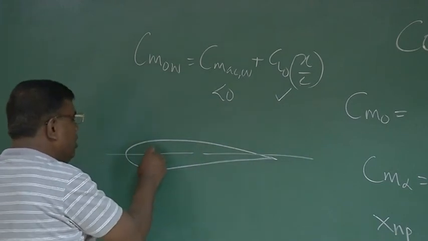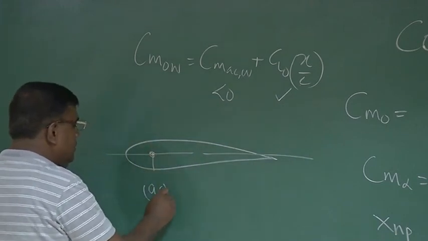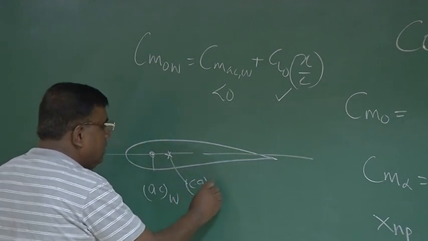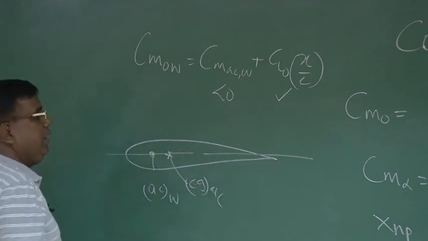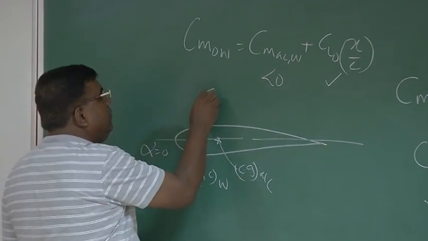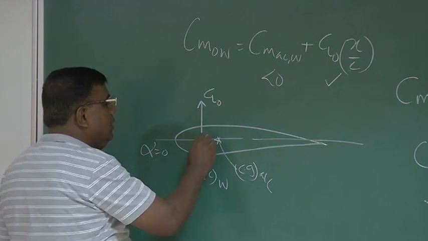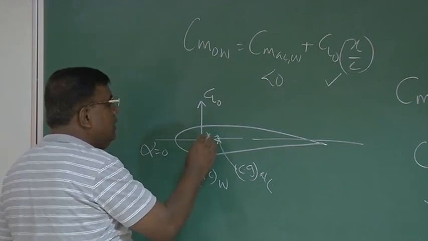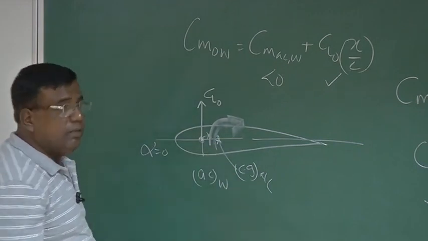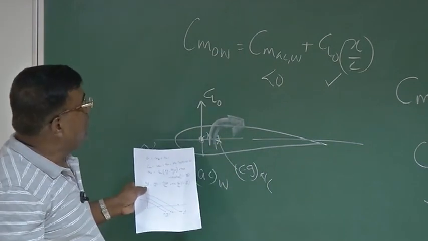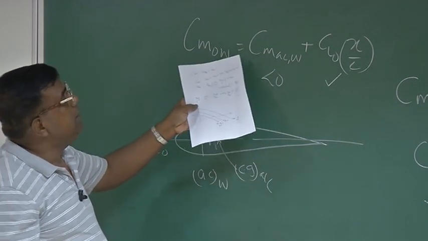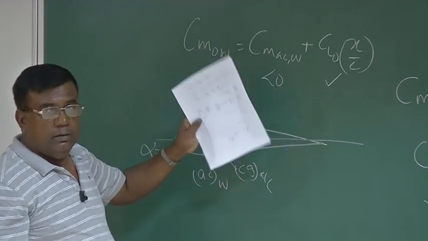if this is the AC of the wing, I will ensure that CG of the aircraft is behind AC of the wing. So at alpha equal to 0, I know there is a lift force or CL naught, and this distance is x. So this will give a nose up moment, or it will give Cm naught positive. And it should be sufficient enough to counter this negative value. At least this should become 0.